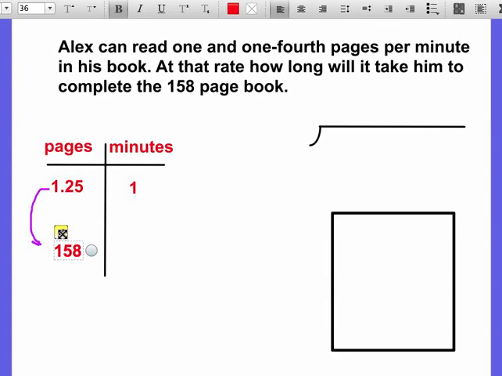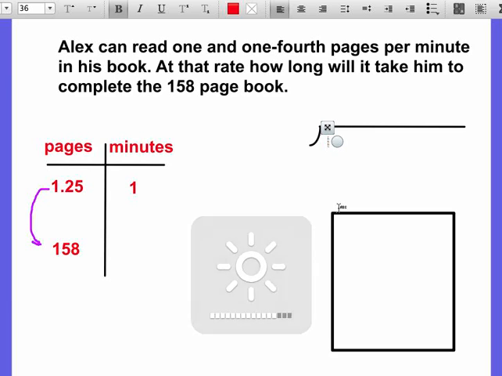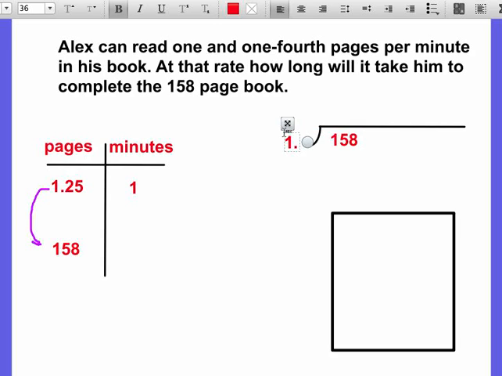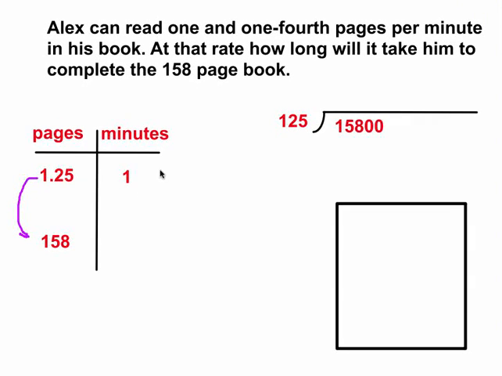So for this, you would do 158 divided by 1.25. Now, same idea. Divided by 1.25. We want to be able to do this division, so we're going to make this 1.25 into 125 by multiplying it by 100 to get that decimal place to move over 2 spots. So we're going to have to do the same thing over here. We're going to multiply by 100, and it's going to become 15,800. And now, just like normal, you'll do that division.